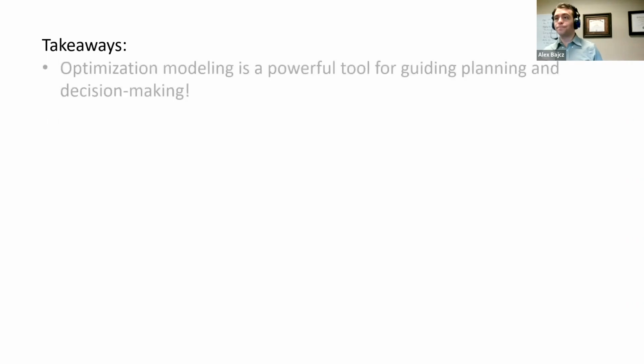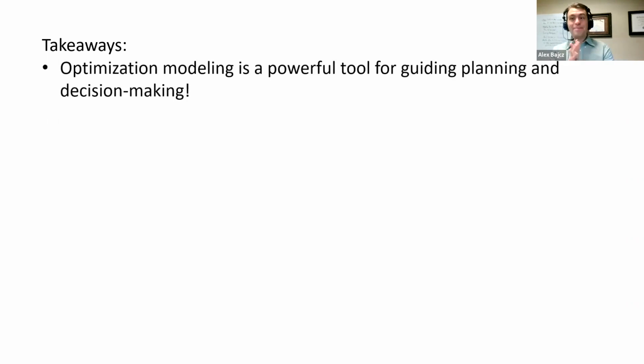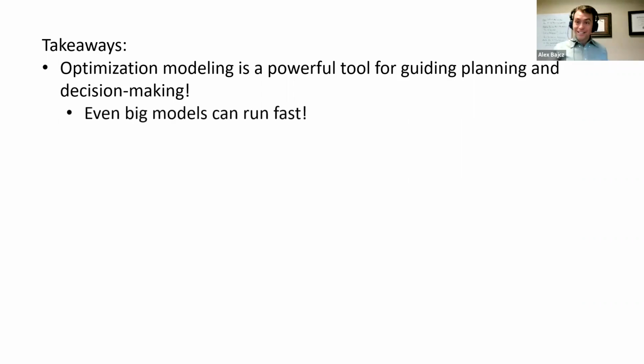The first of these, and maybe the most important, is that optimization modeling is a cool and powerful tool for guiding, planning, and decision-making, especially when the right or optimal choice isn't necessarily obvious. Even big models like the one I've described here can run quickly. 24 hours, 12 hours, 4 hours, even 1 hour, you can get the provably optimal solution or close to it.